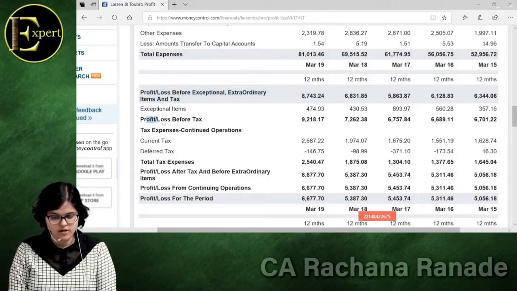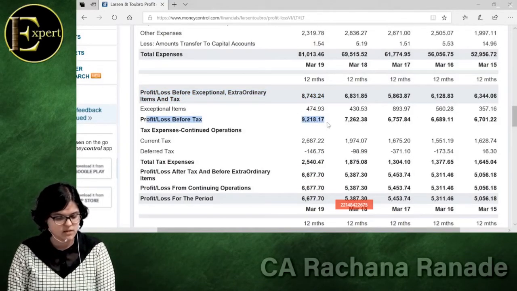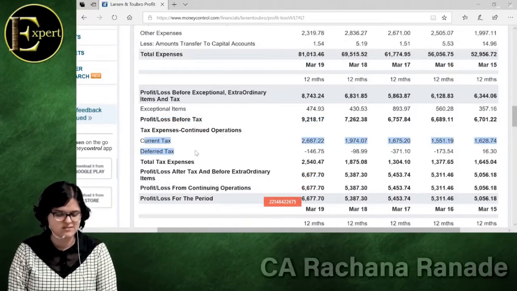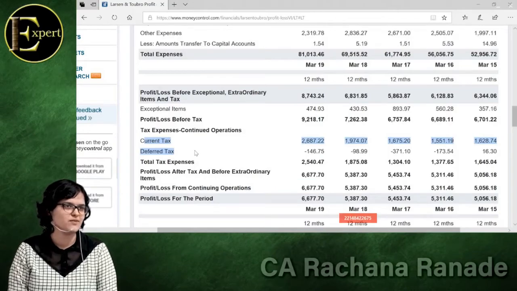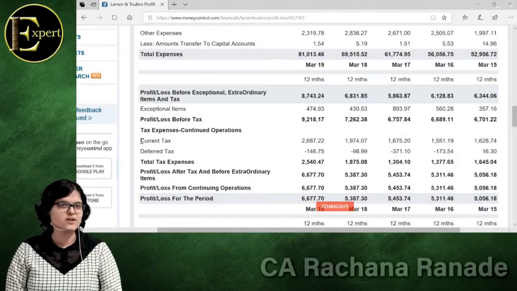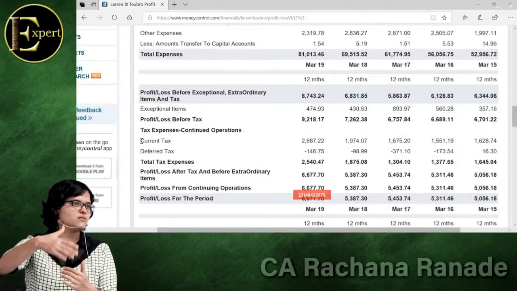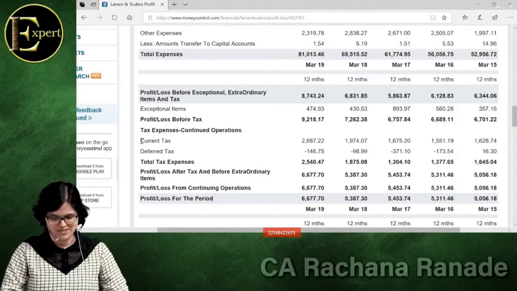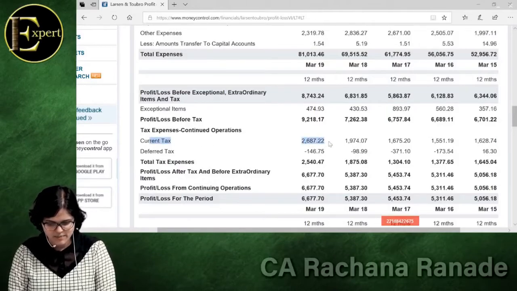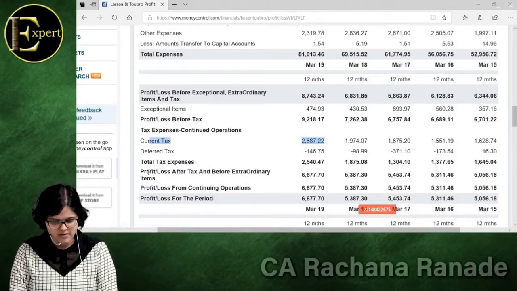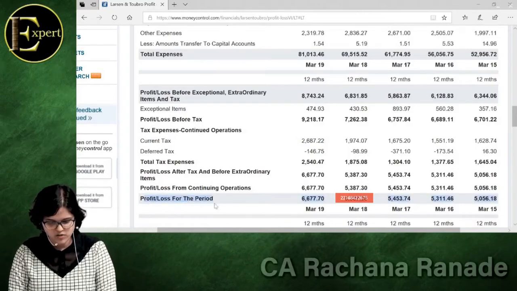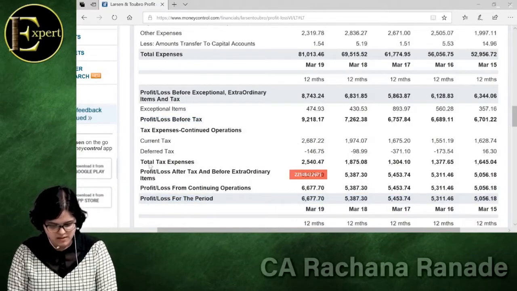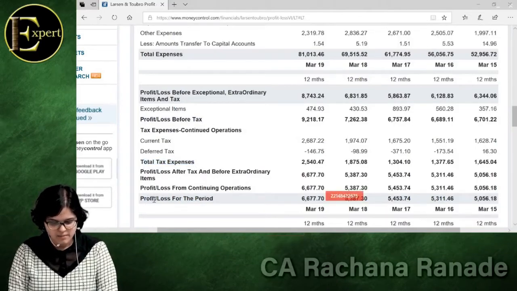Then we have profit or loss before tax. What is this? EBT or PBT. Then you have tax. Again deferred tax, just ignore as of now. It's a very tricky concept. Deferred means that in the near future these tax amounts will be adjusted, but just forget it. Current tax is what they are paying, majorly. Then finally you have profit or loss for the period. So in simple words, this is PBT, total tax, and PAT.